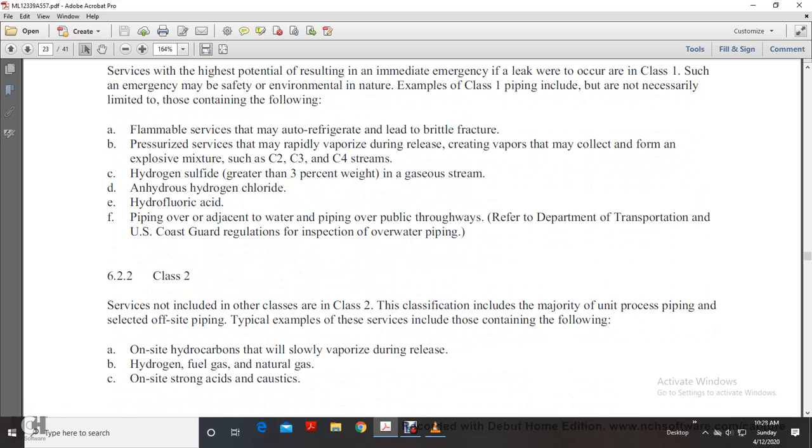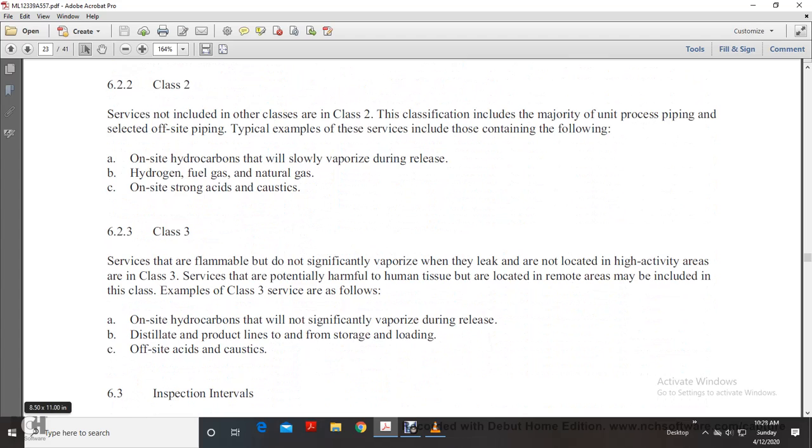Class 2. Services not included in the other classes are Class 2. This classification includes the majority of unit process piping and selected off-site piping. Typical examples of services in this class include the following: on-site hydrocarbons that will slowly vaporize during release, hydrogen, fuel gas, natural gas on-site, and strong acids and caustics.